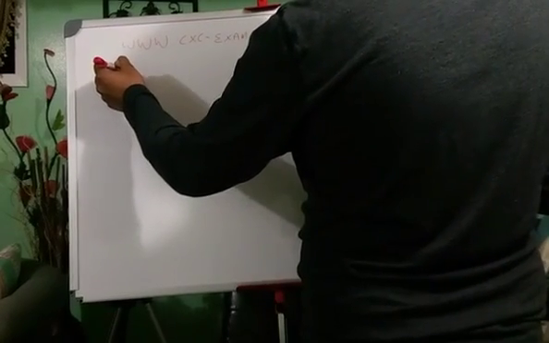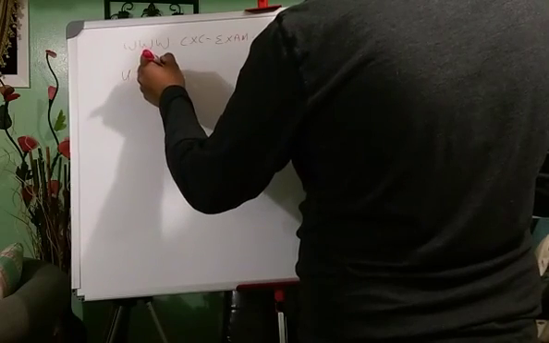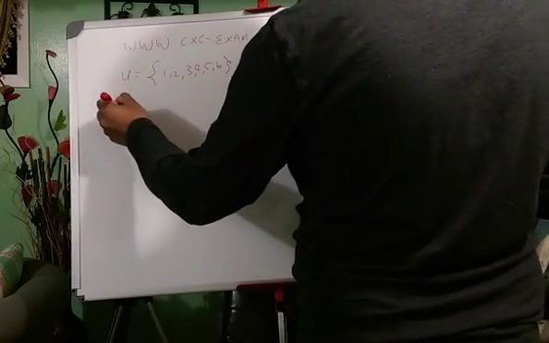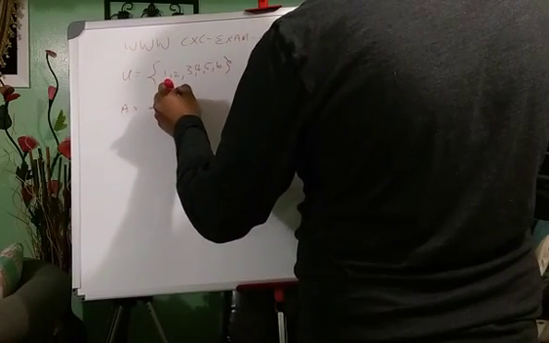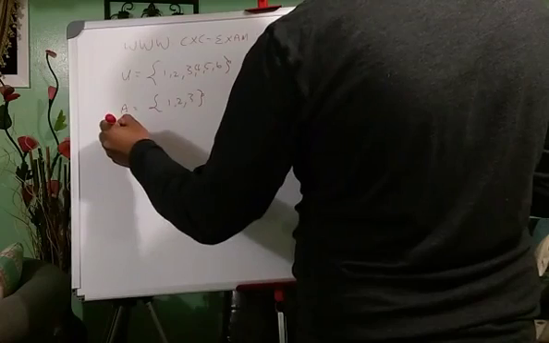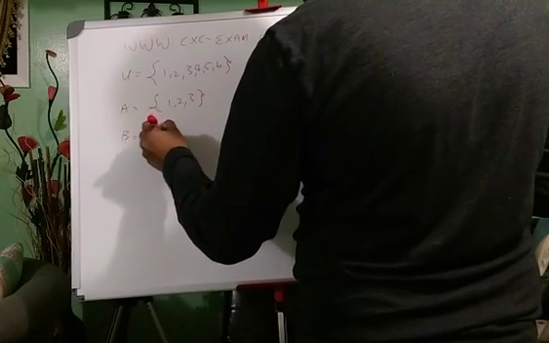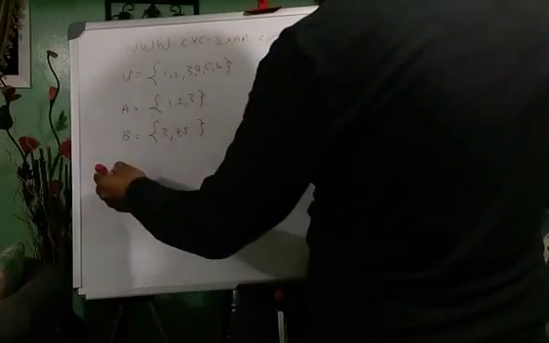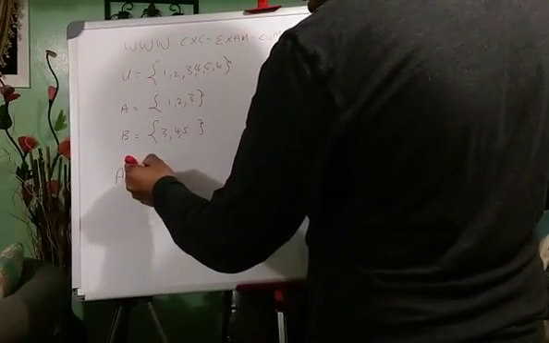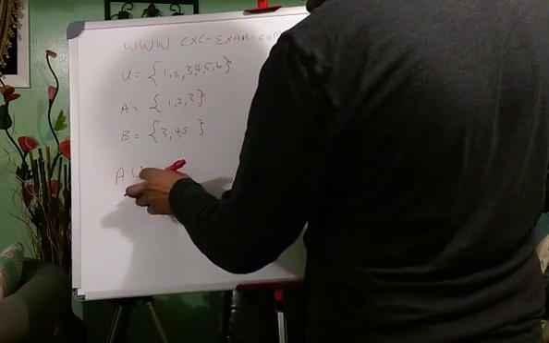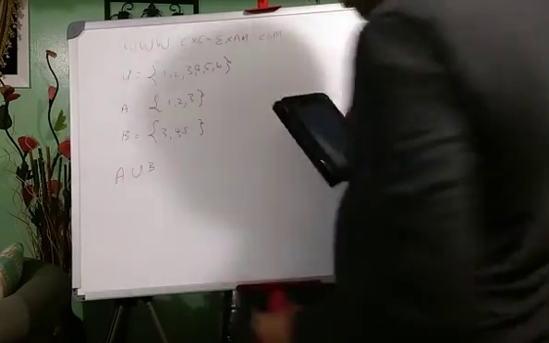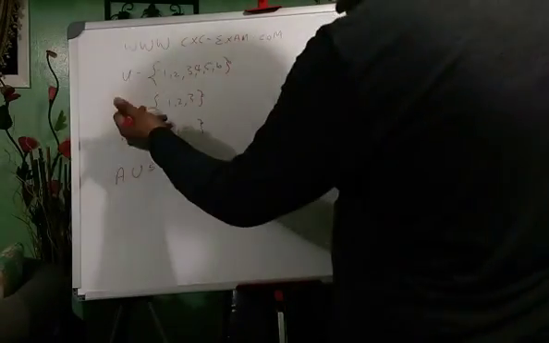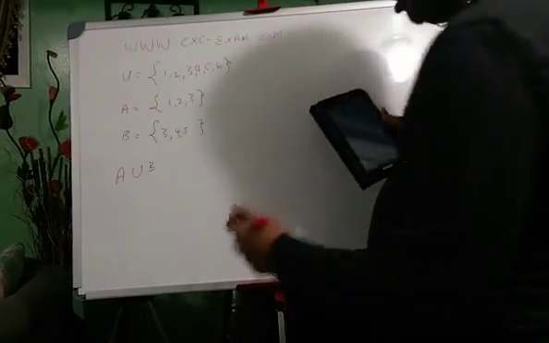Now, coming back to our previous example, U equal to 1, 2, 3, 4, 5, 6. A equal 1, 2, 3. B equal 3, 4, 5, right? And you wanted to find what is A union B. That's how it's written. A union B. We want to join set A and set B. That's what we want to do.